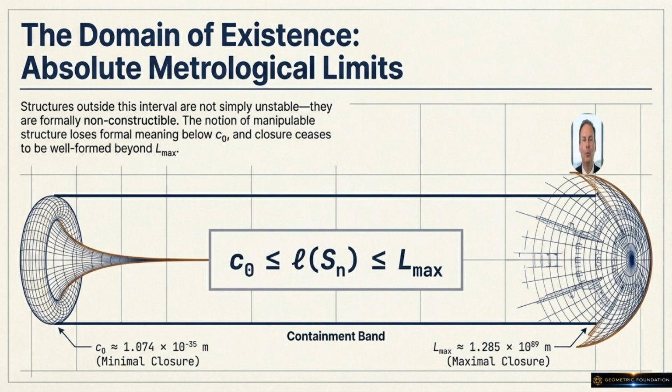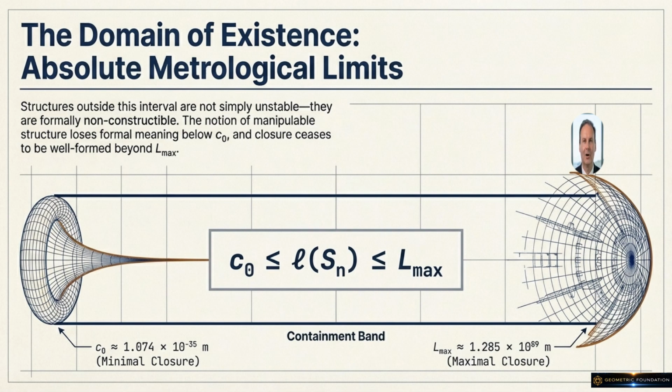Here we define the domain of existence through the inequality C0 ≤ L(Sn) ≤ Lmax, establishing the fundamental bounds within which any constructible structure must exist. Let me unpack these symbols, as they represent the physical foundation of our containment strategy. The parameter C0, approximately 1.074 times 10 to the minus 6 meters, represents the minimal closure, the smallest scale at which manipulable structure retains formal meaning.